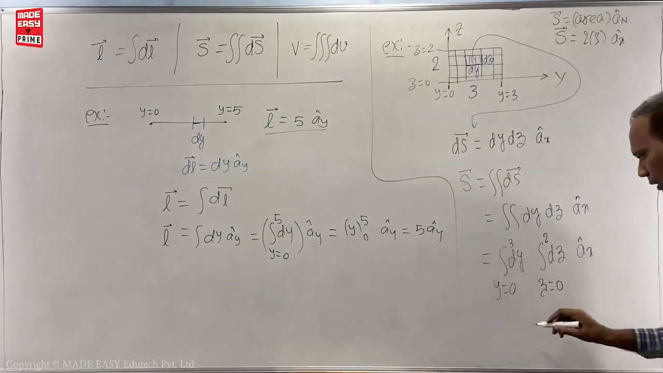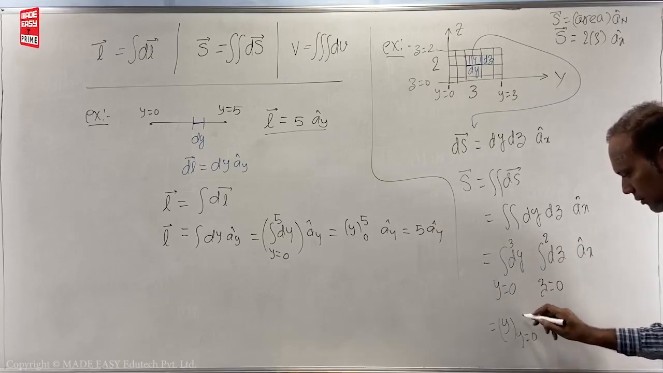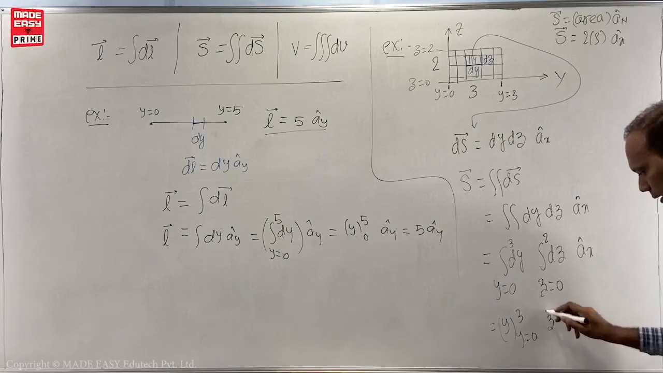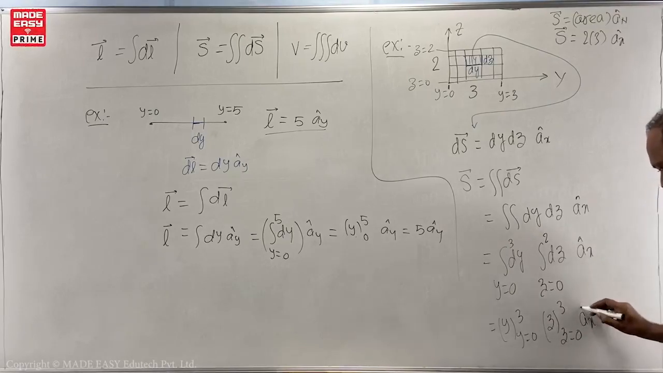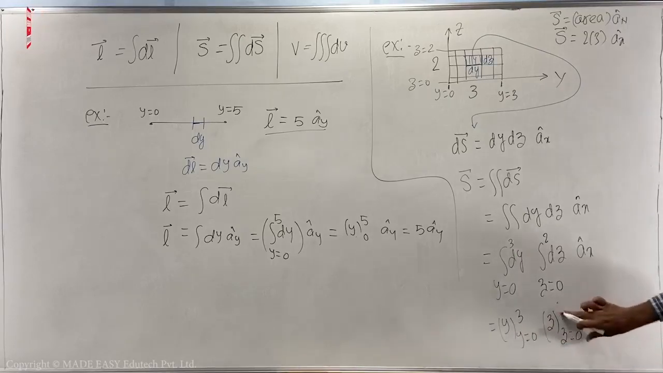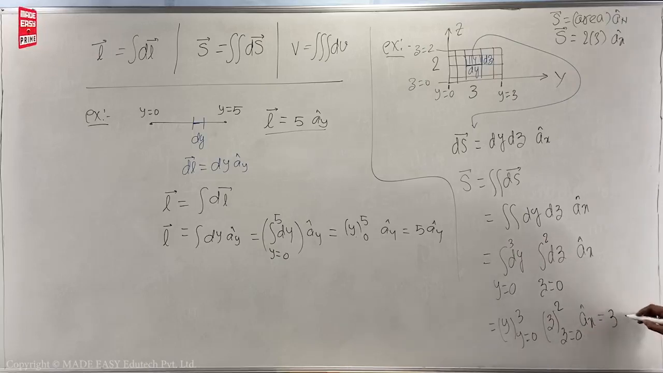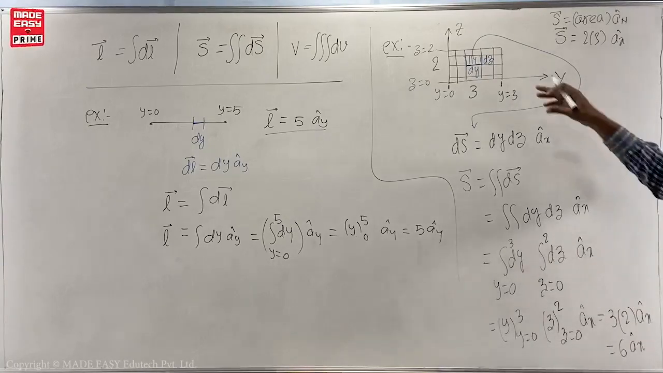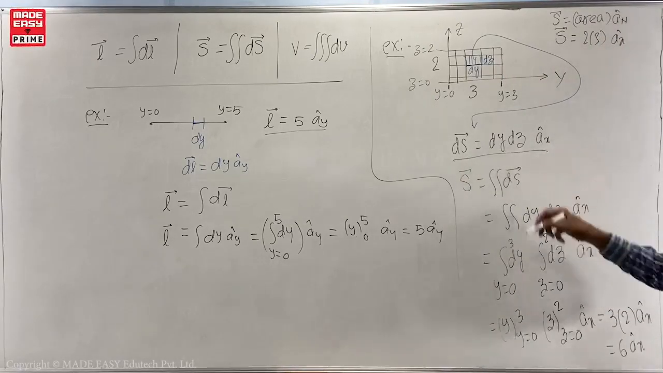So 0 to 2. Now you get the integral of dy, with y varying from 0 to 3, and the integral of dz, with z varying from 0 to 2, Ax. Now you get 3 minus 0 is 3, 2 minus 0 is 2. So that is 3 into 2, 6 Ax you get. So that one only. Actually, if it is a very simple surface, you can do it like that. But for a complicated surface, this is the procedure, actually.